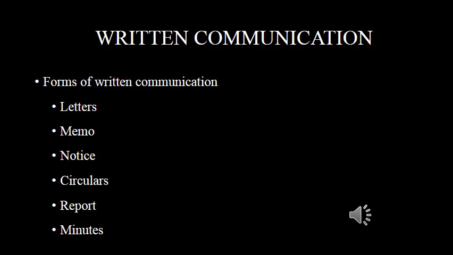Memo forms are usually small and used for brief messages. For example, "Tomorrow will be a holiday" is a message that can be communicated through memos or circulars. Then another important form of written communication is the notice. Memos differ from notices. How do they differ? A notice is used when people in the organization have to be given the same information. It is the most common method of mass communication within an organization.